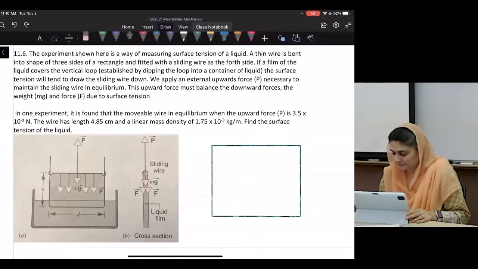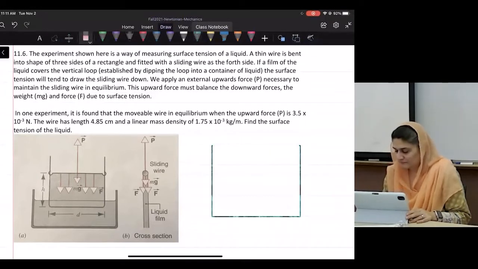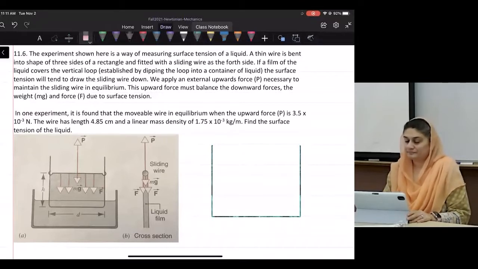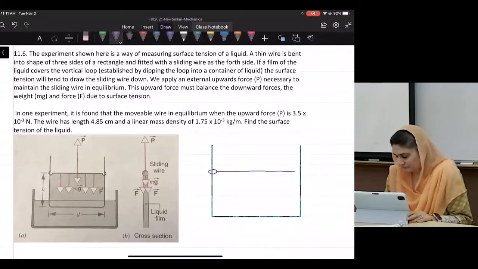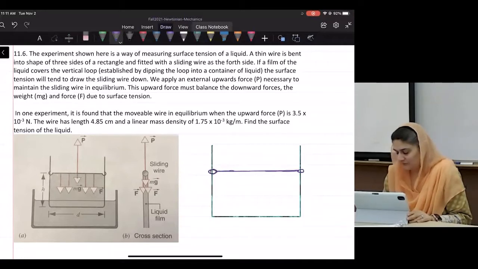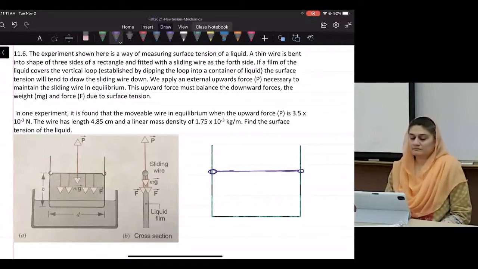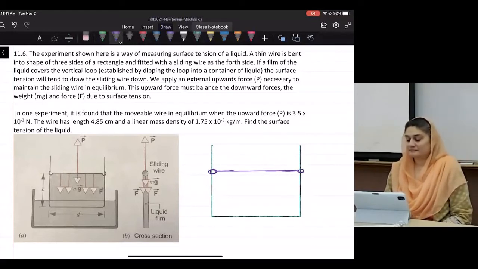We apply an external upwards force P necessary to maintain the sliding wire in equilibrium. The upward force must balance the downward forces, the weight mg, and the force F due to surface tension. In one experiment, it is found that the movable wire is in equilibrium when the upward force P is 3.5 times 10 to the negative 3 newtons. The wire has length 4.85 centimeters and a linear mass density of 1.75 times 10 to the negative 3 kilograms per meter. Find the surface tension of it.